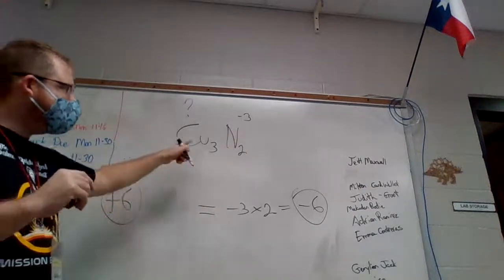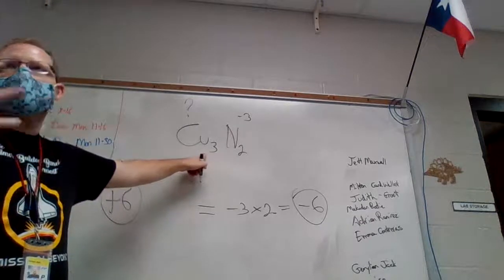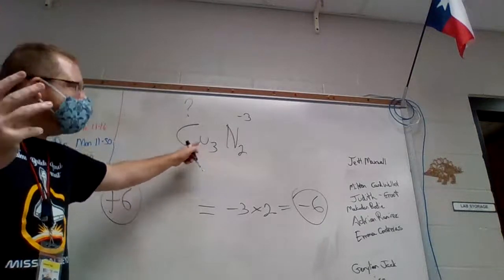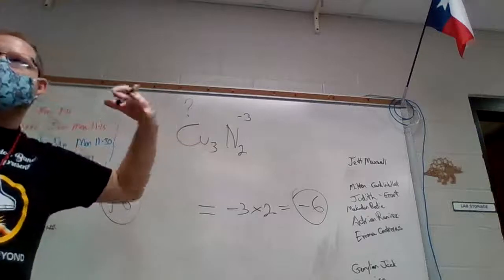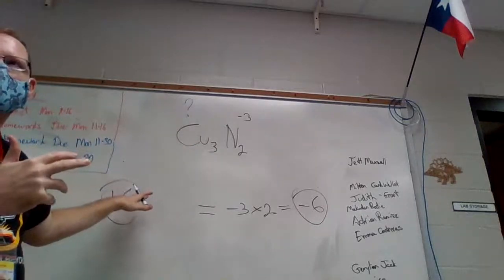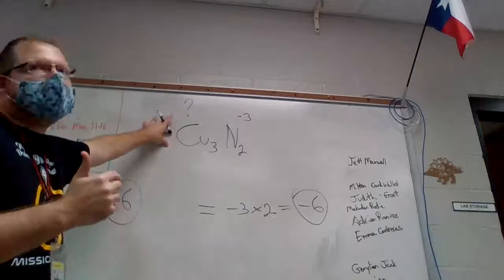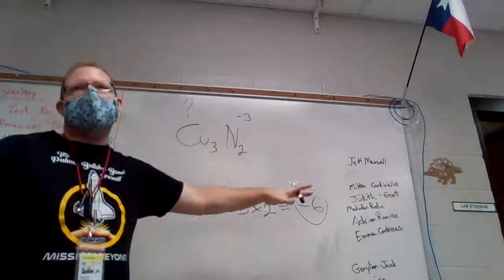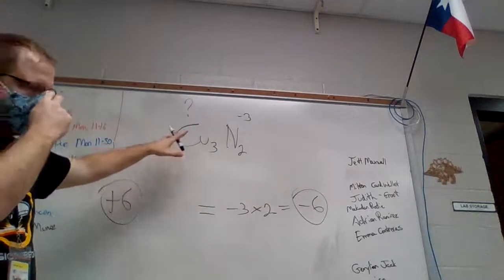But the problem here is I have 3 atoms to split it up in. Like these 3 atoms have to all add up to 6 positives. They can't each be 6, because if they're each 6, now I have 18 positives to my 6 negatives. That's not going to work. So I need to split it up among these 3.